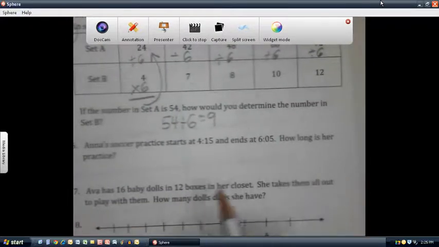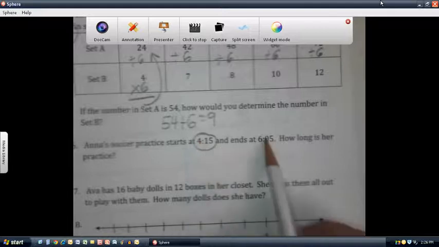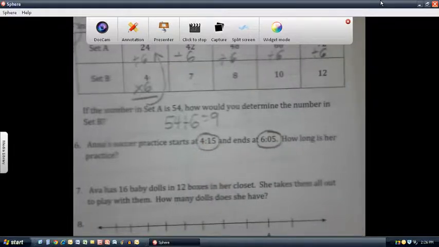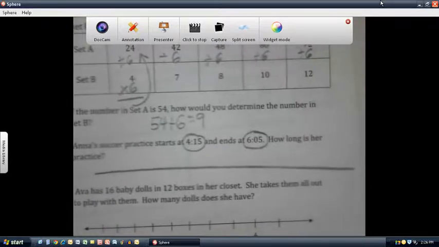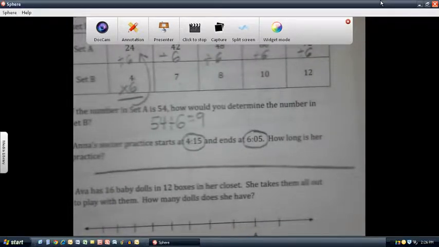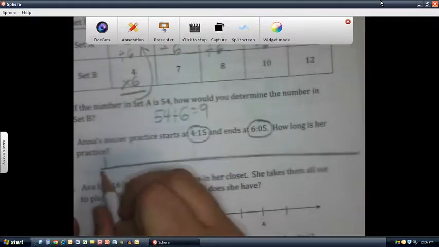Anna's soccer practice starts at 4:15 and ends at 6:05. How long is her practice? This is an elapsed time problem, and I like to use my number line for this one. Some of you guys are using a T-chart. That works too. So I have 4:15.